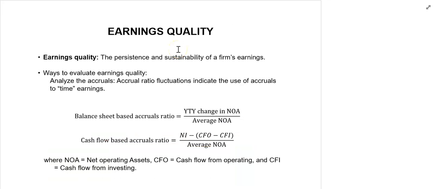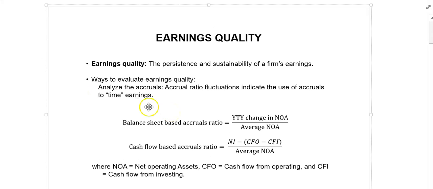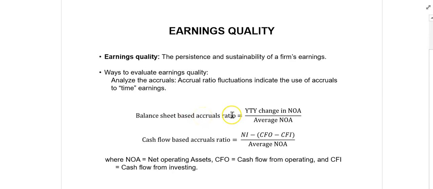Next, we look at the earnings quality of Nestlé. Earnings quality is concerned with the persistence and sustainability of a firm's earnings. To evaluate the earnings quality of Nestlé, we analyze its accruals. Accrual ratio fluctuations indicate the use of accruals to time earnings. There are two accrual ratios that we are going to have a look at. The first ratio is balance sheet based, and it is calculated as the change in the net operating assets during the year divided by the average net operating assets.